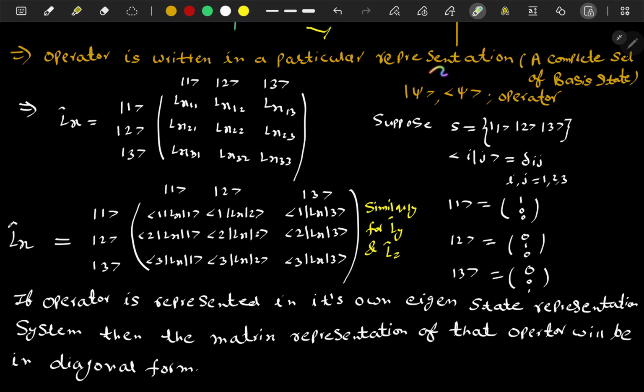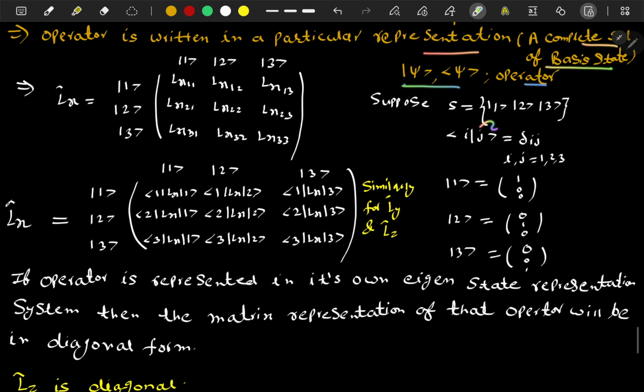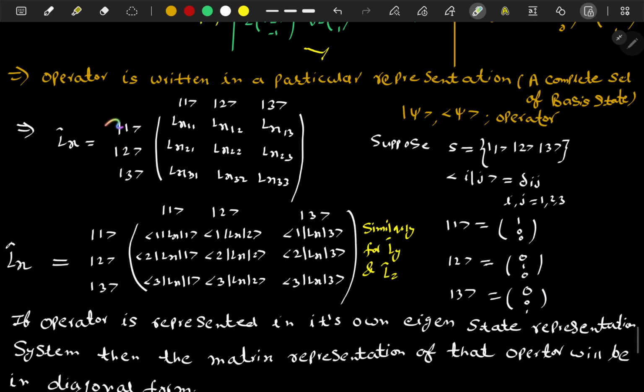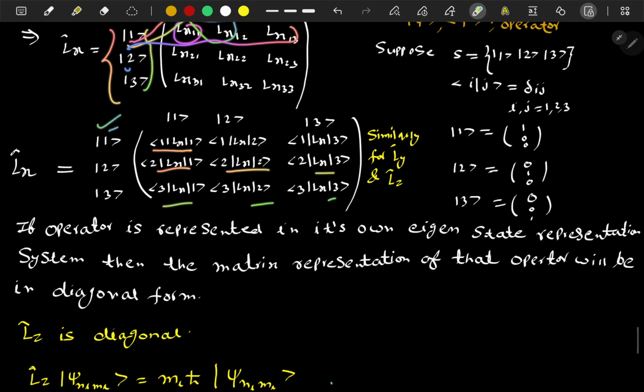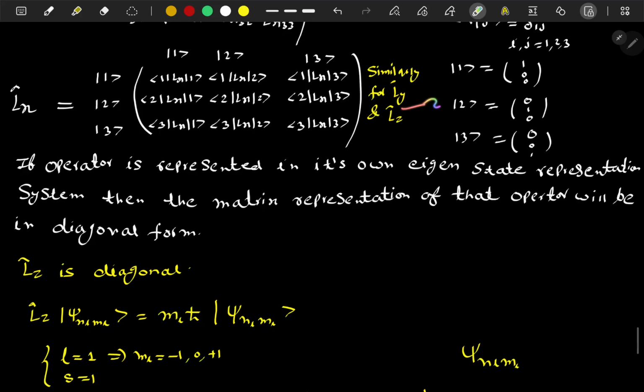An operator is written in a particular representation, a complete set of basis states. Suppose we have an operator with orthonormal vectors 1, 2, 3, represented as 1 0 0, 0 1 0, 0 0 1. So Lx can be represented like this in matrix form: the entries are <1|Lx|1>, <1|Lx|2> and <1|Lx|3>. Similarly <2|Lx|1>, <2|Lx|2>, <2|Lx|3>, <3|Lx|1>, <3|Lx|2>, <3|Lx|3>. Now you can calculate the operator with this matrix. Similarly, you can write it for Ly and Lz.